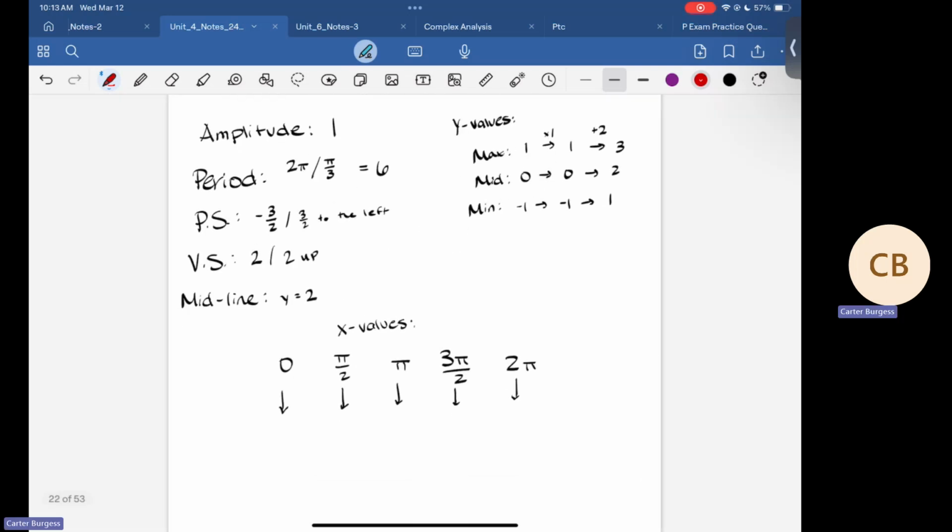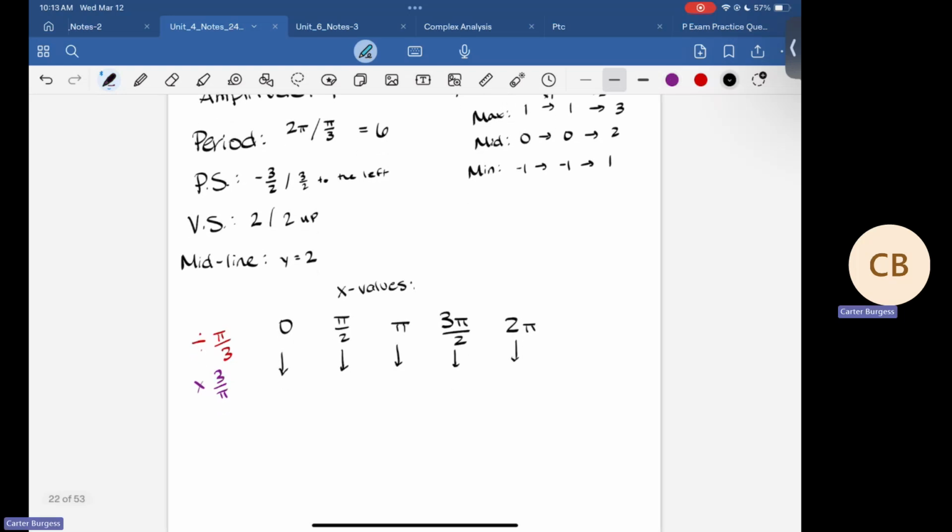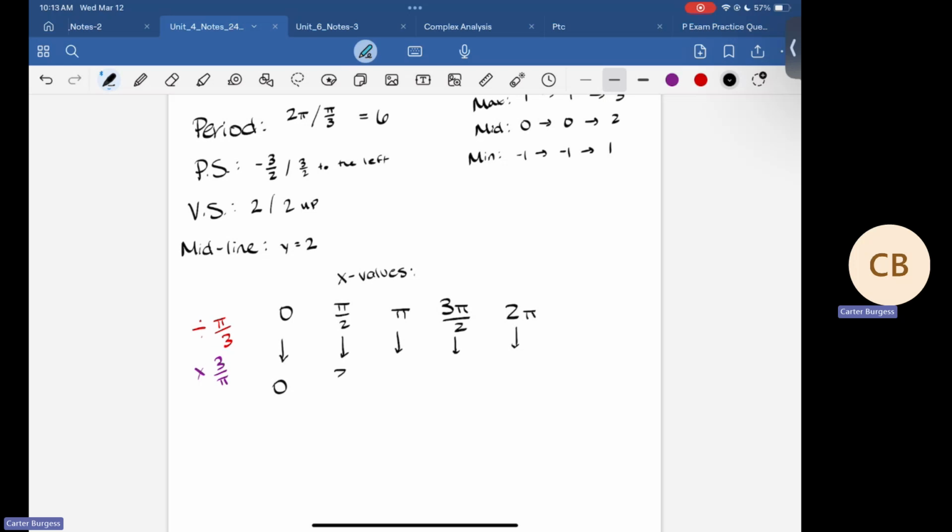So first we are going to divide by pi over 3, which I like reframing as multiplying by 3 over pi. I think that's going to make our life a lot easier. When I do this, I get 0, 3 over 2, 3, 9 over 2, and 6.